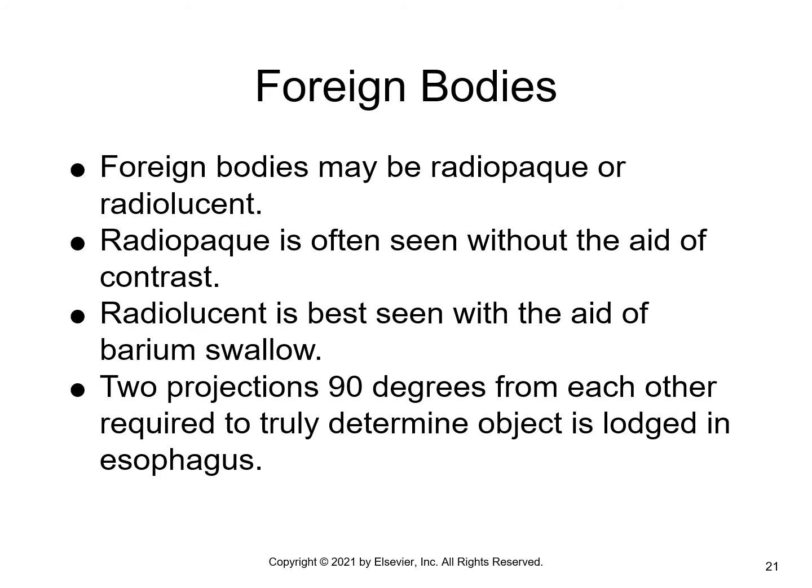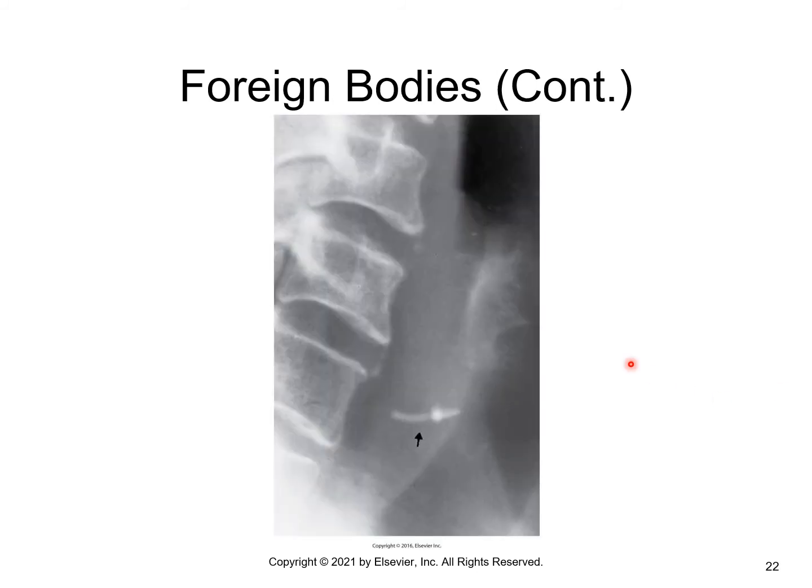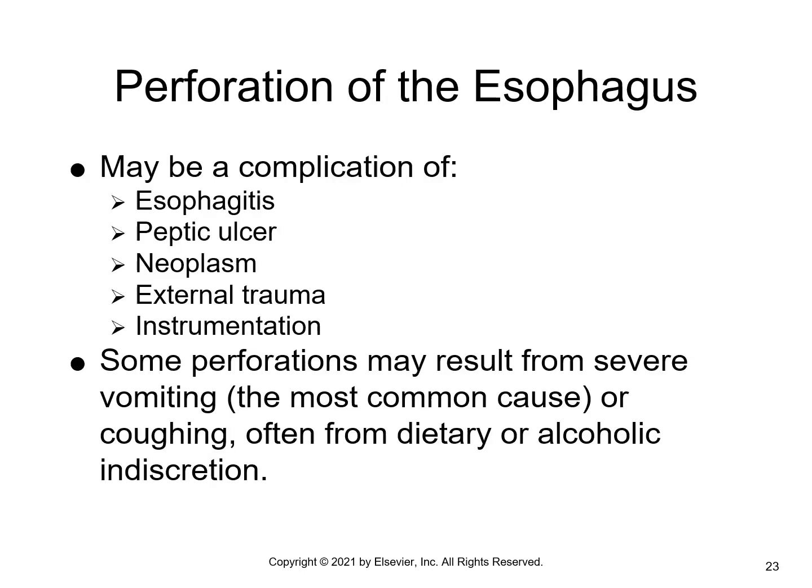When we're identifying foreign bodies in the upper gastrointestinal system, we want to take two projections 90 degrees from one another, so either a PA or AP plus a lateral, and that's going to determine if the object is truly lodged in the esophagus or if it could possibly be in the trachea or external. Here's an example of a radiopaque foreign body lodged right here, so no contrast necessary to see that. Most of the time, the best approach for those foreign bodies, they'll usually try to get them to pass through the patient rather than try and do a removal.